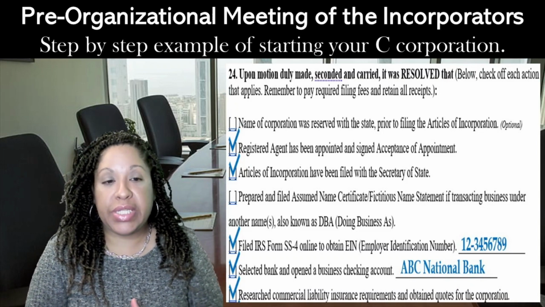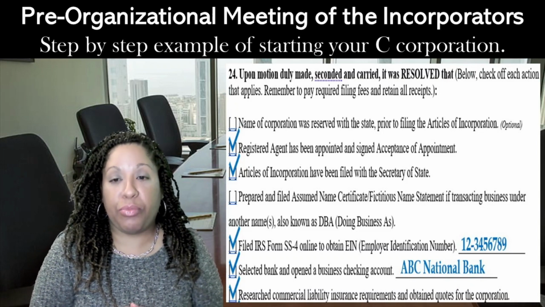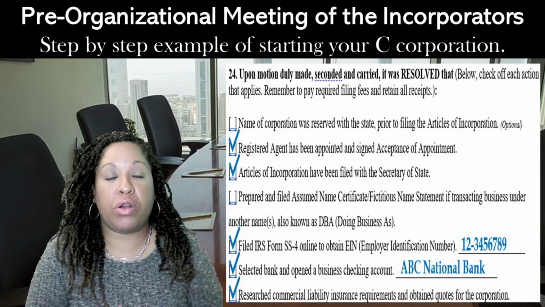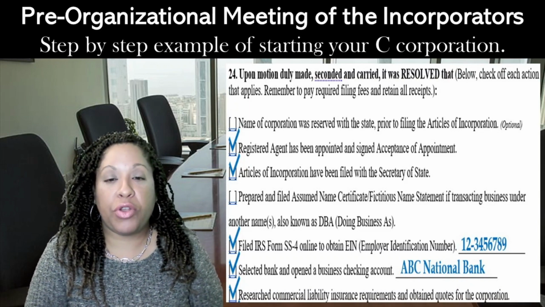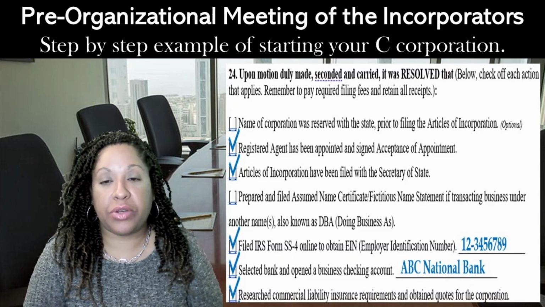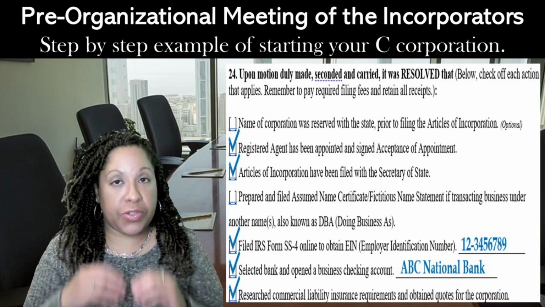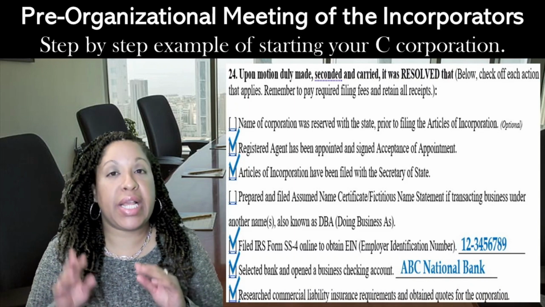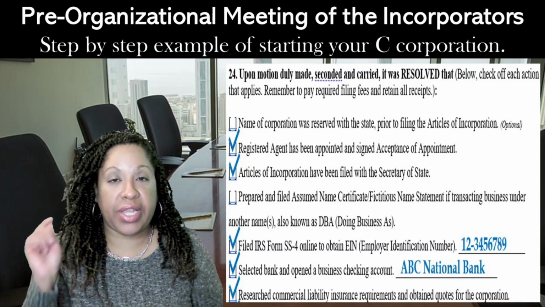Registered agent has been appointed and signed acceptance of appointment. Done. We went over that. Articles of incorporation have been filed with the Secretary of State. We're going to say that those forms have been completed and sent to the state. So we're going to check that off. That's done.